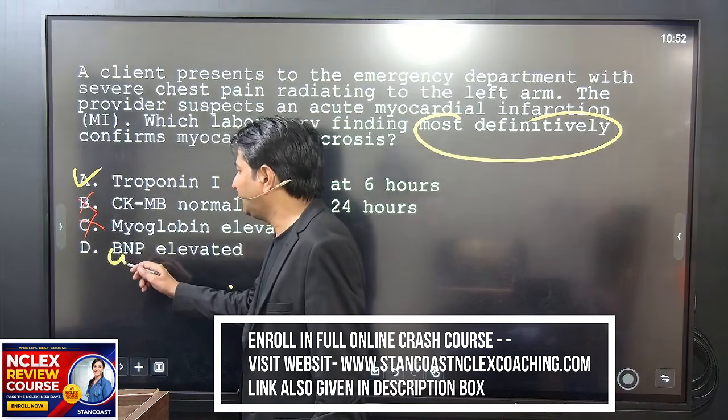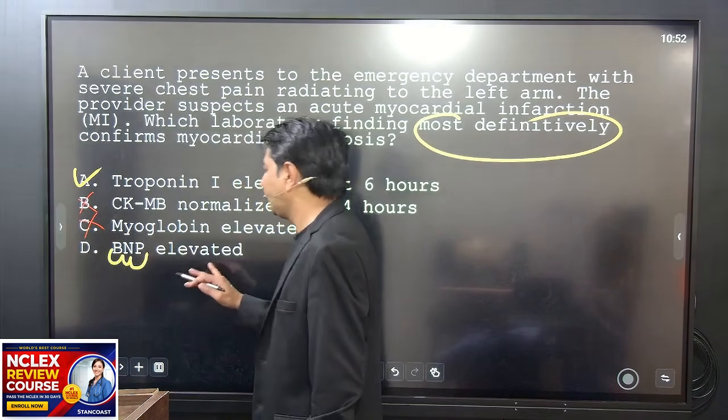BNP. This is called brain natriuretic peptide enzyme.